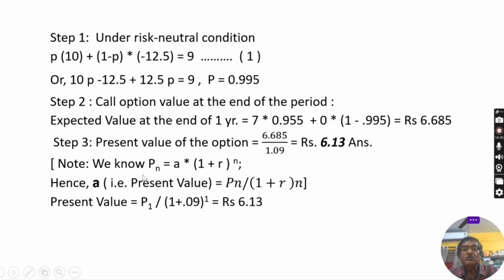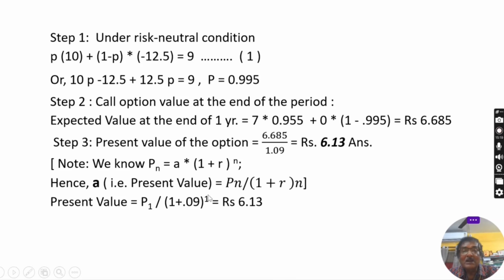Note has been given. We know this common compounding formula: Pn is equal to the present value into (1 plus r) to the power n. This is the value after nth year, this is the present value, and r is the rate of interest, after n years. That's why (1 plus r) to the power n. Hence, what is the present value? Present value will be the nth year value, Pn, divided by (1 plus r) to the power n. In this case, after 1 year, in place of n it will be 1, so P1 divided by 1 plus the rate of interest, 9%, that is 0.09, and power is 1.